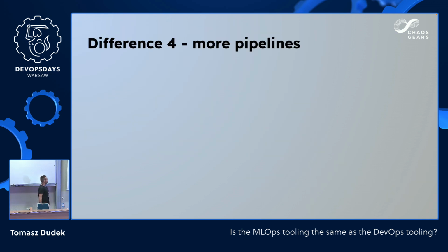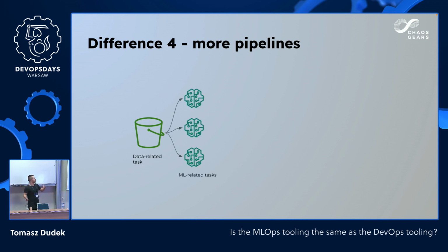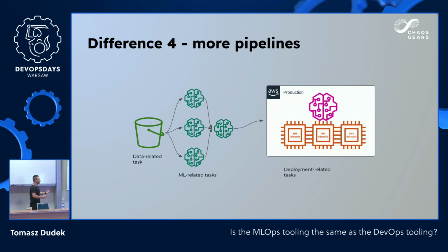The fourth difference is more pipelines. If we traced a model's lifecycle, we'd start with data-related tasks, so some data preprocessing, then some model building, then tuning a given model or an algorithm, then saving that model into a so-called model registry, and then finally we could deploy that onto our production environment, let's say.